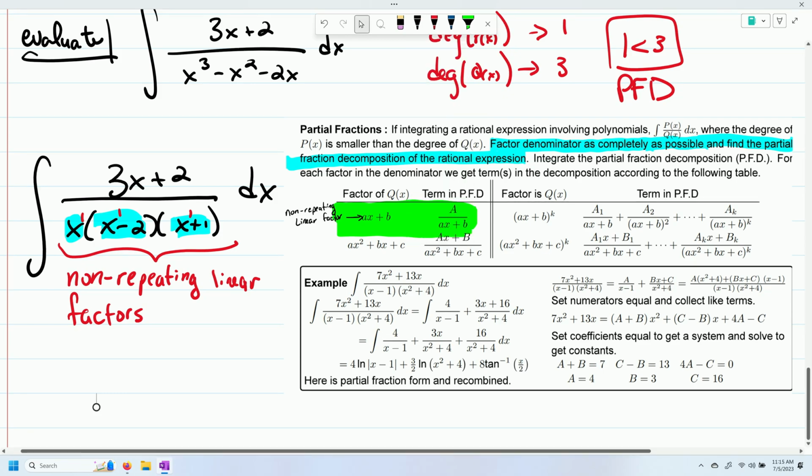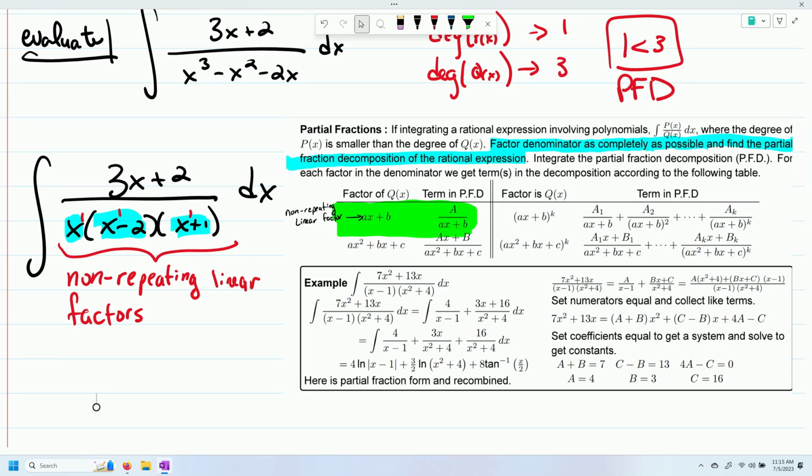So if you look on the right-hand side, it says, let's go back, the non-repeating linear factor, q of x, which is ax plus b. If you have that, the term in the partial fraction decomposition is going to be a capital A over ax plus b. All right? And that is huge. Okay? So this is how I break up this problem.